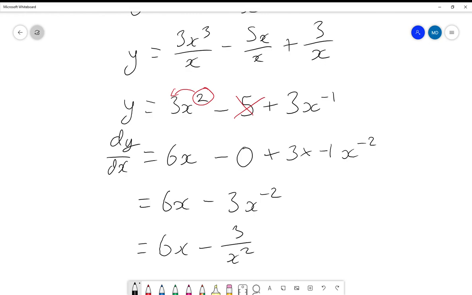And that's probably your most complicated one. A lot of them are not going to be that difficult. But there you go, that's 7 examples of how to use the power rule for differentiation.